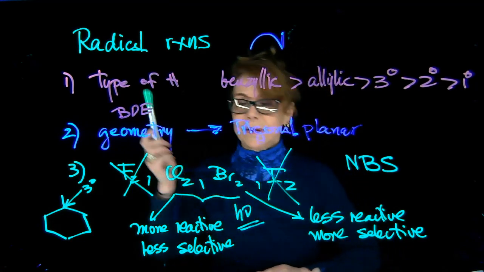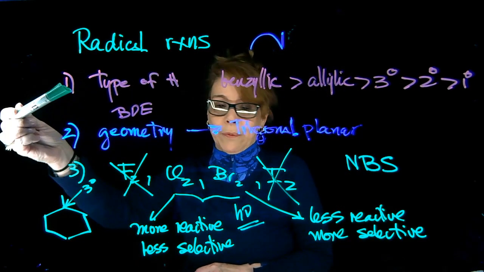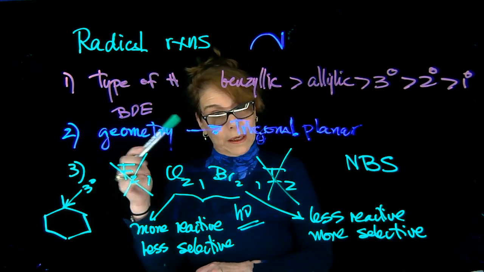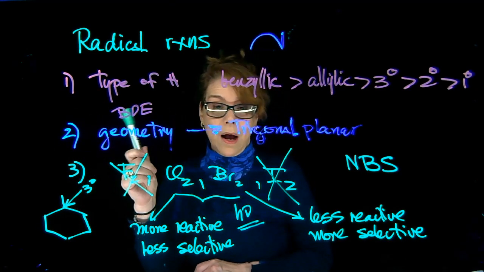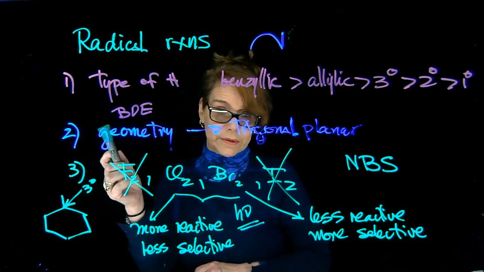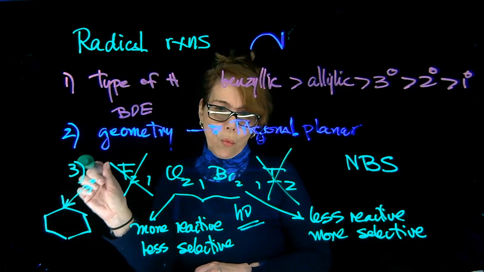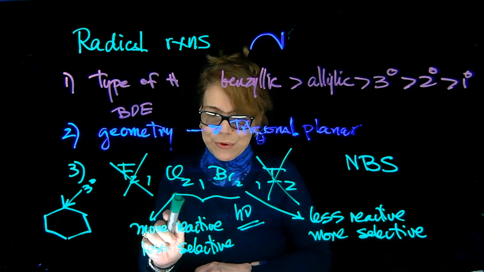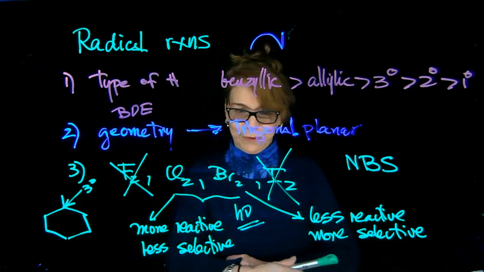But remember, these are factors that we need to consider. So the type of hydrogen that you're abstracting, the geometry of the radical to be able to predict whether you're forming enantiomers or not at a given center, and what is the halide. So we're not using fluorine, we're not using iodine, we're just using chlorine and bromine for those reactions.